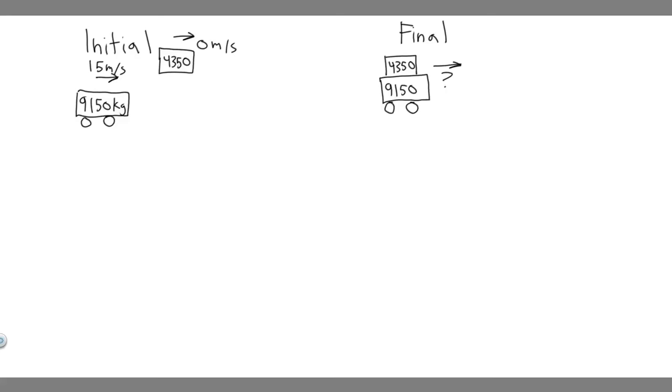In this problem, we're told a 9,150 kilogram railroad car travels alone on a level frictionless track with a constant speed of 15 meters per second. A 4,350 kilogram load initially at rest is dropped onto the car. What will be the car's new speed?